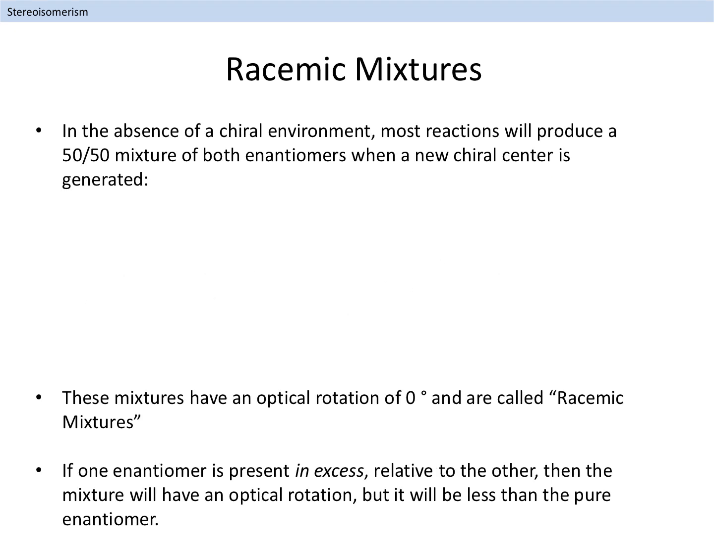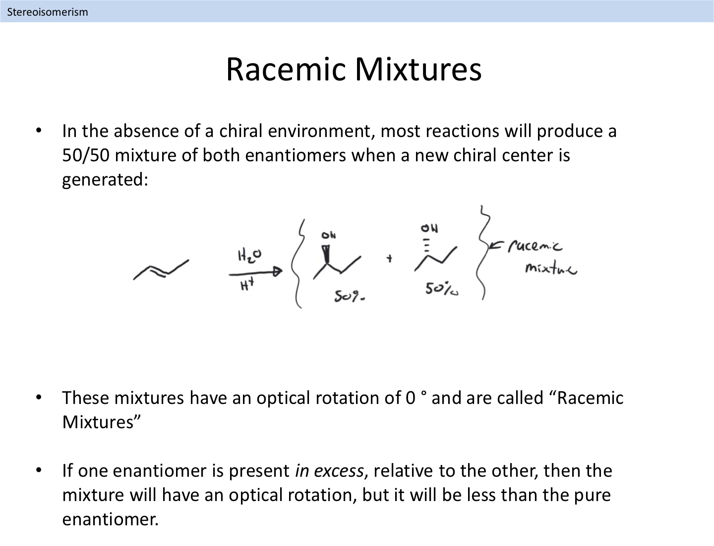Let's conclude the lesson with a brief discussion of a situation we frequently encounter in the practical application of organic chemistry, specifically, racemic mixtures. In the absence of a chiral environment, most reactions will produce a 50-50 mixture of both enantiomers when a new chiral center is generated. This happens because there is no preference or bias towards the formation of one enantiomer over the other in a symmetric, achiral environment. The reaction pathway is equally probable for the creation of both the right-handed and left-handed enantiomers, leading to a mixture where equal amounts of both enantiomers are present.